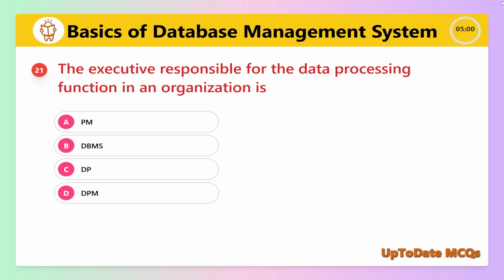The executive responsible for the data processing function in an organization is: A. PM. B. DBMS. C. CDP. D. DPM. The correct answer is option number B, DBMS.